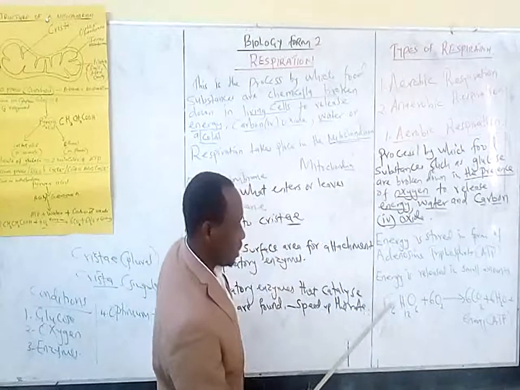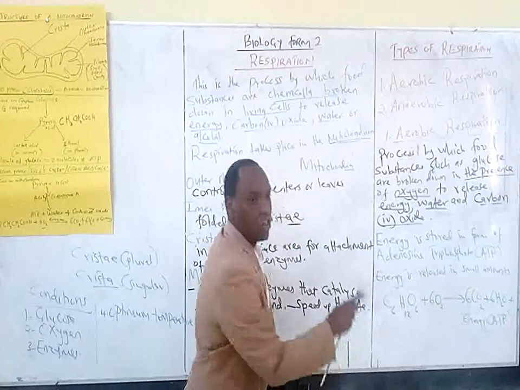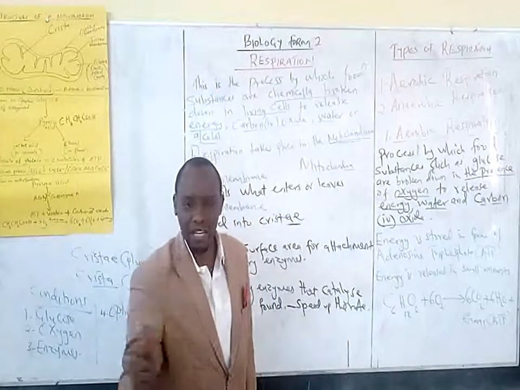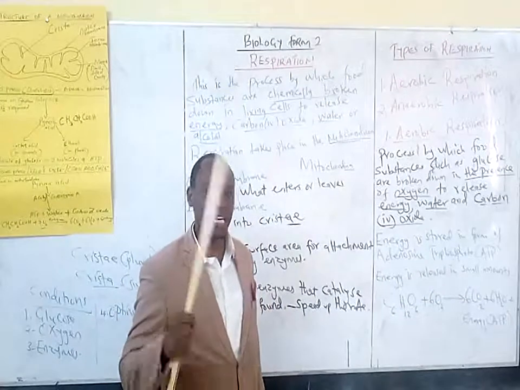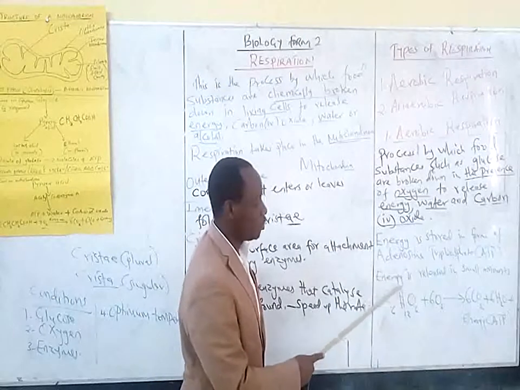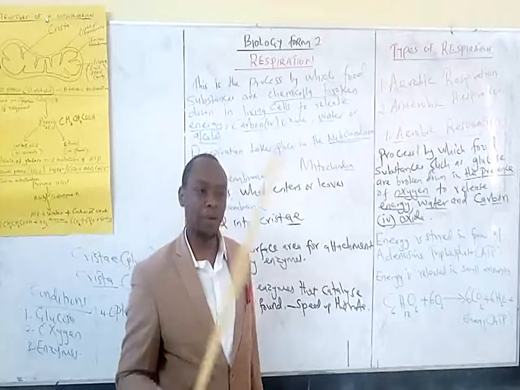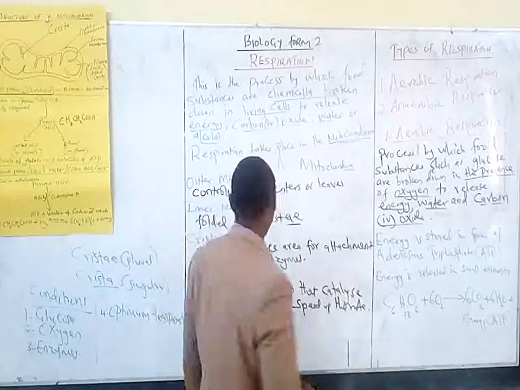Remember, we have said this energy is released in small amounts. And the reason is to prevent burning the cells. Because if it is produced in large amounts, this energy can essentially burn the cells, and we don't want these living cells to die. Why will they be burnt? It is because they are proteinous in nature.